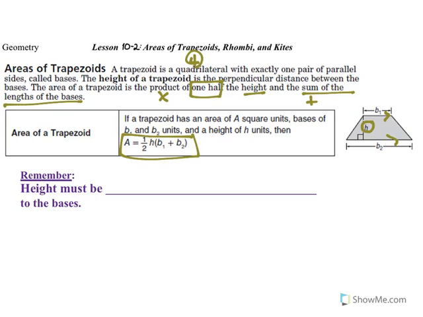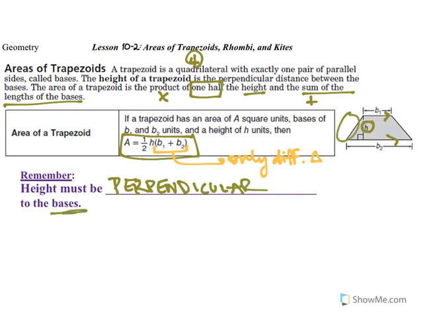The only difference from this being a triangle is this little part here, is we have two bases, so we're going to sum. This is your only difference from area of a triangle. Okay. Remember that height must be perpendicular to the bases. It cannot be one of the slanty sides, it has to be perpendicular.